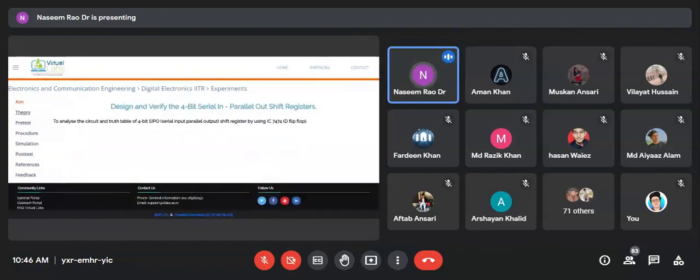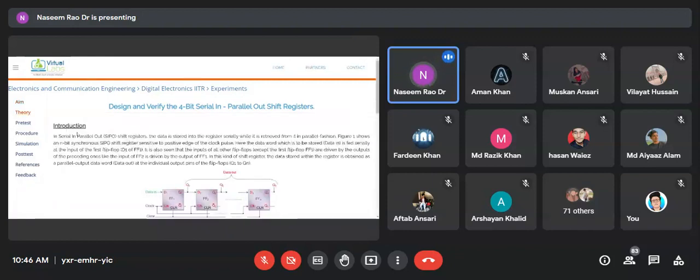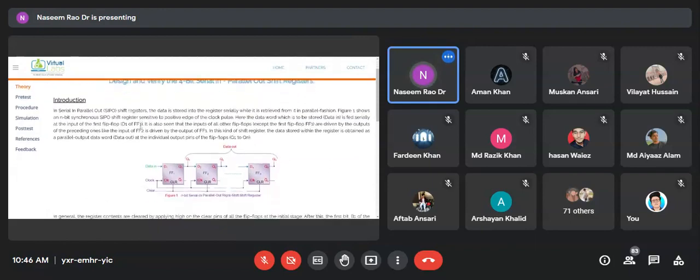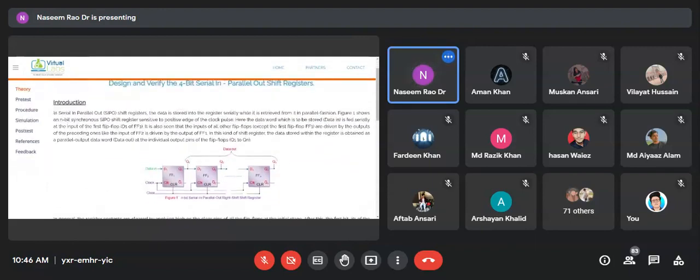So 7 is design and verify a 4-bit serial in parallel out shift register. So first of all, this is designing and verifying a 4-bit serial in parallel out shift register, SIPO. This is the short form of serial in parallel out shift register. The data is stored in the register serially, so it is retrieved in parallel fashion.